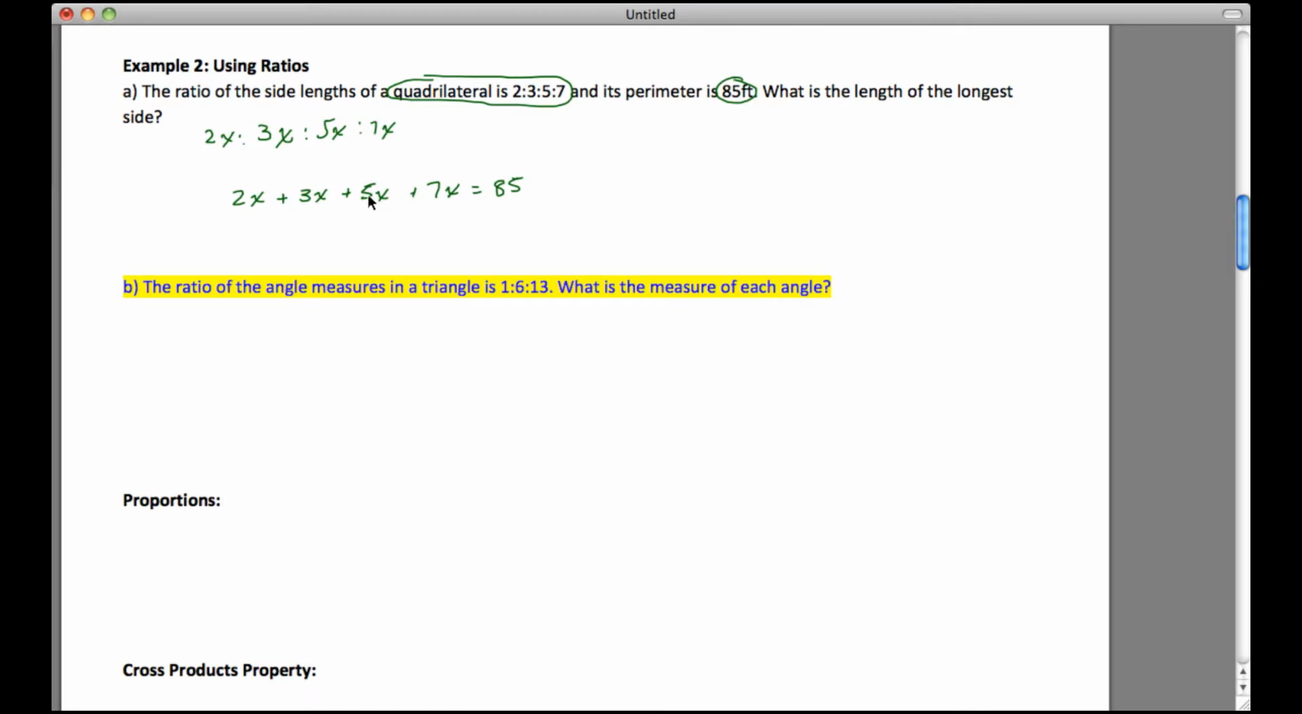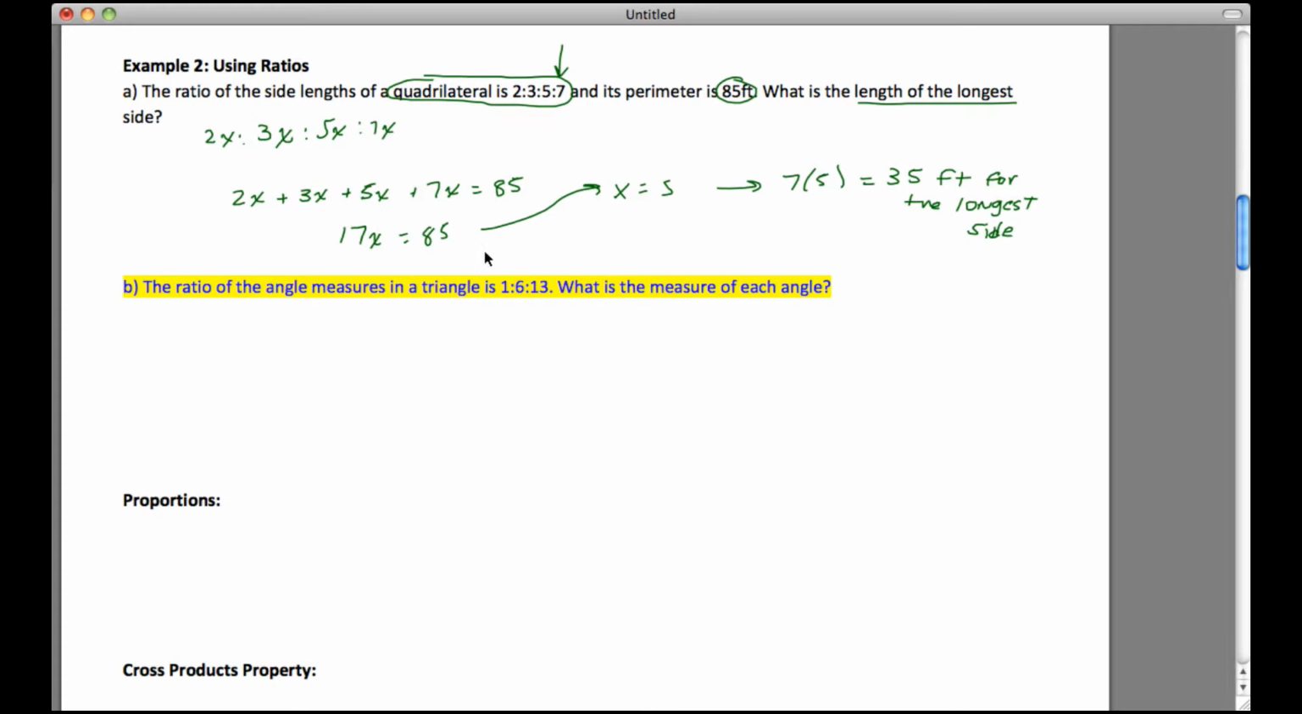Okay? And so when we combine like terms, we get 5 plus 5 would be 10, so we get 17x equals 85. So therefore, x equals 5. And when it says what's the length of the longest side, well, this is going to be the longest side here. So it's going to be 7 times 5, which is equal to 35 feet for the longest side. Okay? So you see we compared the ratio of the sides and used that, formulated with an x, to find what it would equal when it was equal to the perimeter.